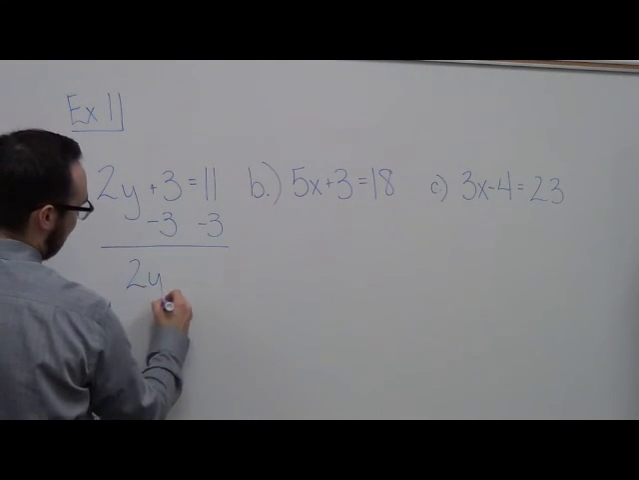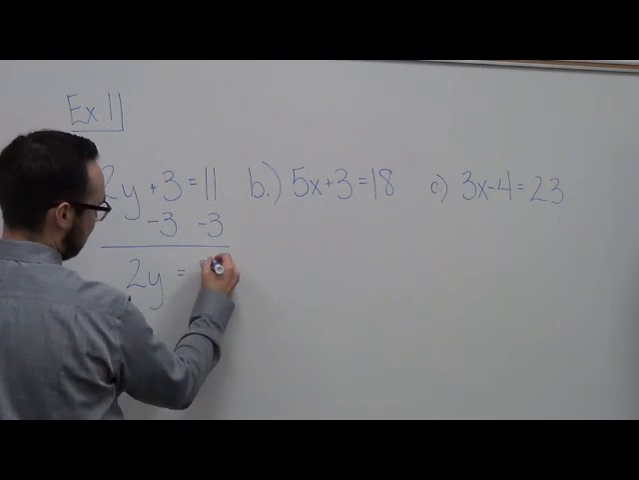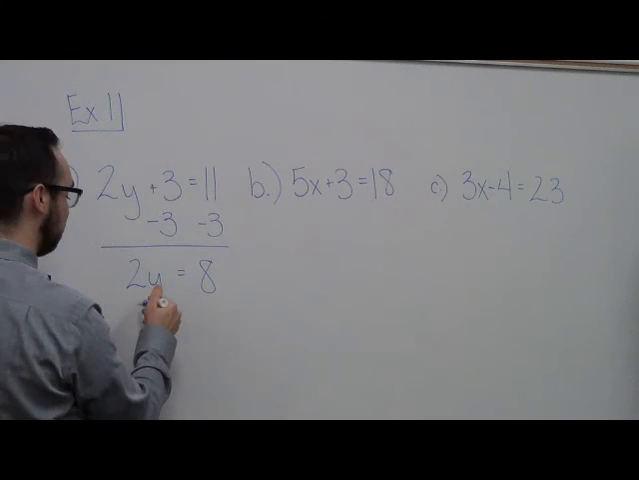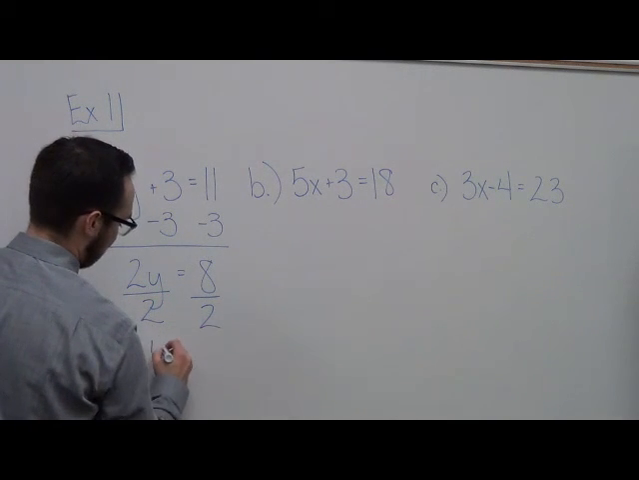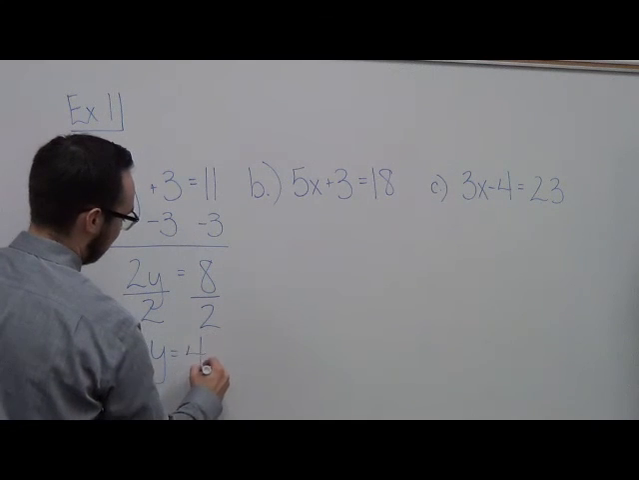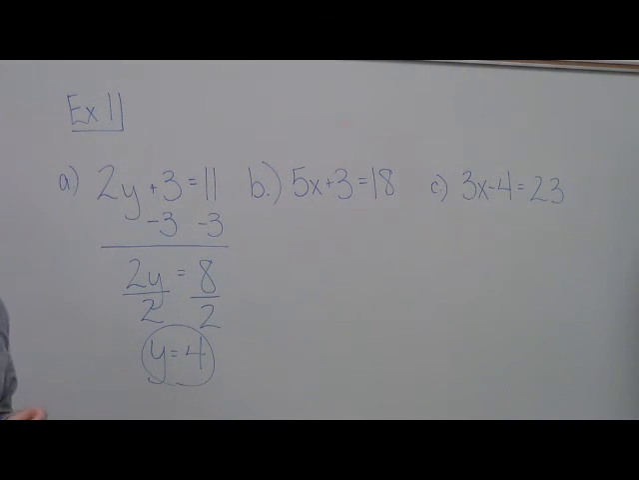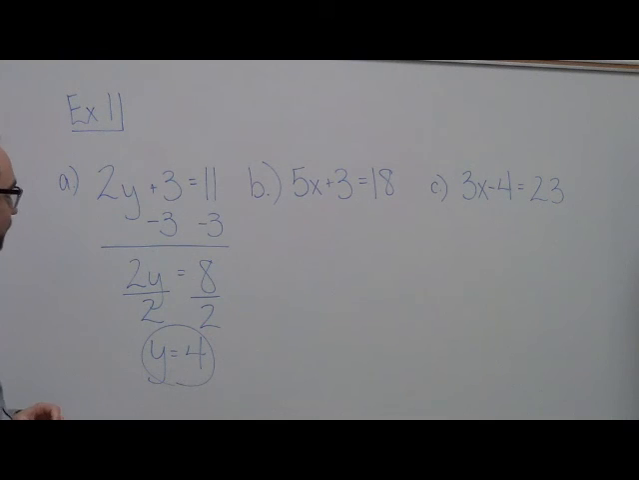We have the 2y left. 11 minus 3 gives us 8. Now I still haven't solved for the variable. I still have something attached to the variable. So now I also need to divide by 2. And that's going to leave me y equals 4 as my final answer. So again, with two-step equations, we're adding and subtracting first, then we multiply and divide.